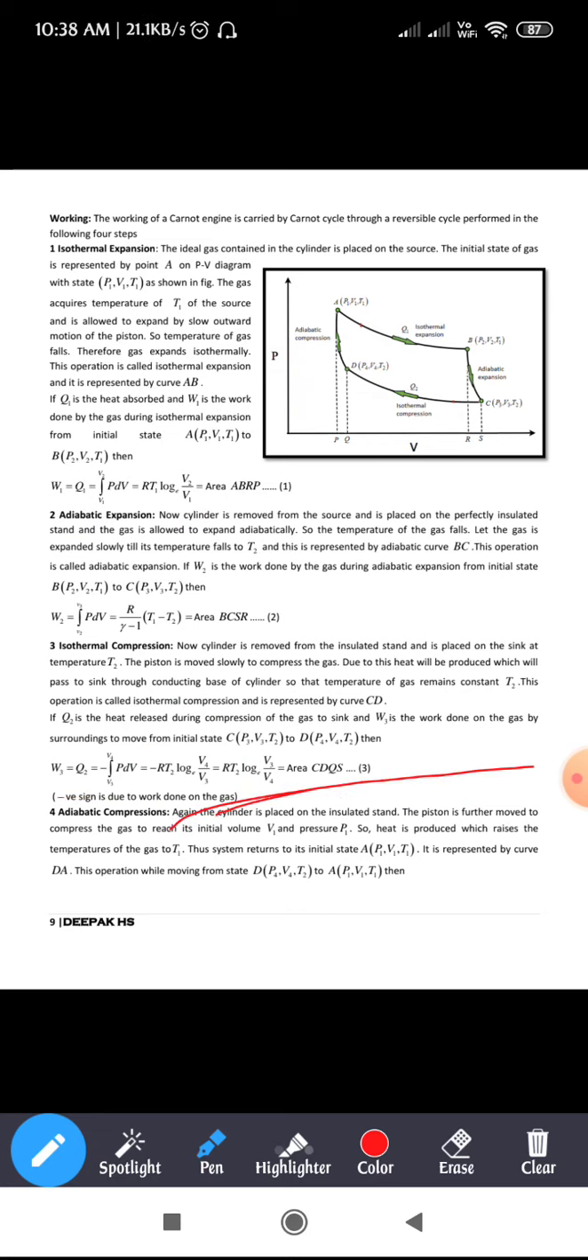And the area in the PV diagram comes out to be CDQS. So area CDQS represents the isothermal compression. Next, I think we have only 2 minutes left, so I'll just complete this here. Next one, adiabatic compression.